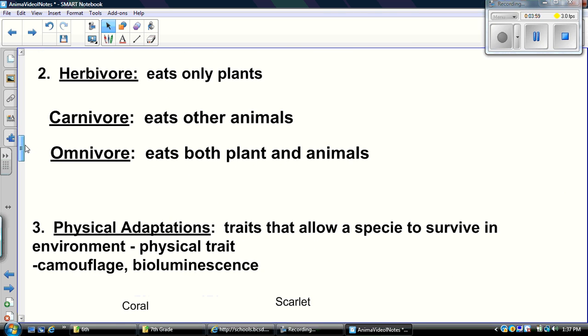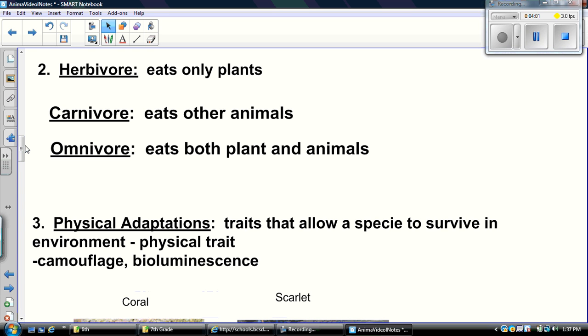Okay, so now let's take a look at characteristics of animals that we use when we classify. And I'm sure you've heard these first 3 terms before: a herbivore, carnivore, and omnivore. A herbivore eats only plants, carnivore eats only other animals, and an omnivore eats both plants and animals.